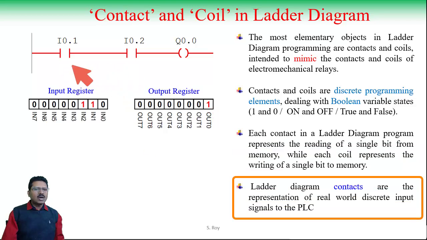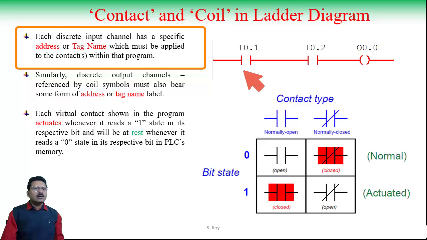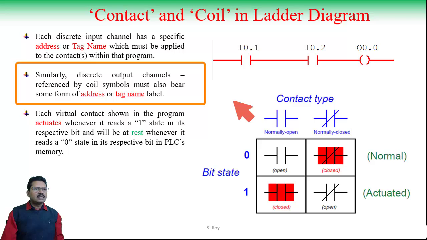So the contacts in this ladder diagram are the representation of real world discrete input signals to the PLC. Each discrete input channel has a specific address and tag name which must be applied to the contacts within the program. Similarly, discrete output channels referenced by coil symbols must also bear some form of address or tag label. Say I 0.1 is the address of a particular input device, which is represented by this contact. I 0.2 is the address of another input device, represented by this contact, and Q 0.0 is the address of a particular output device which will be operated with respect to the condition of this Q 0.0.